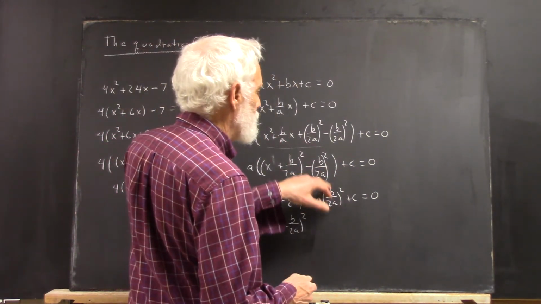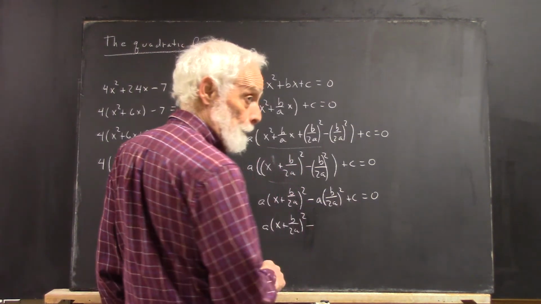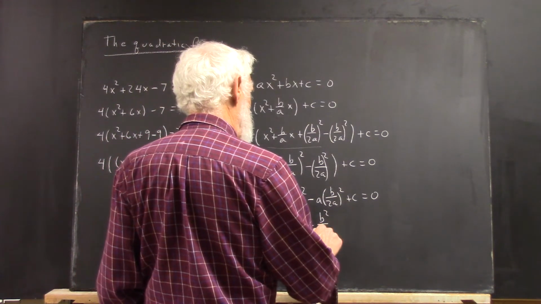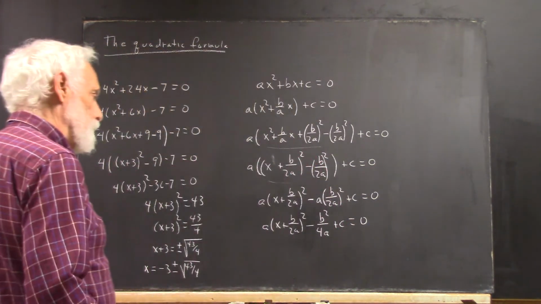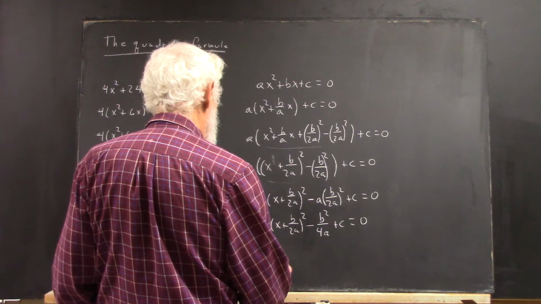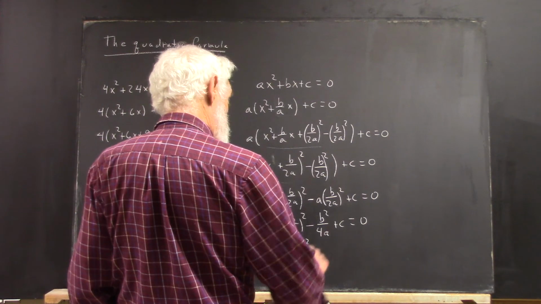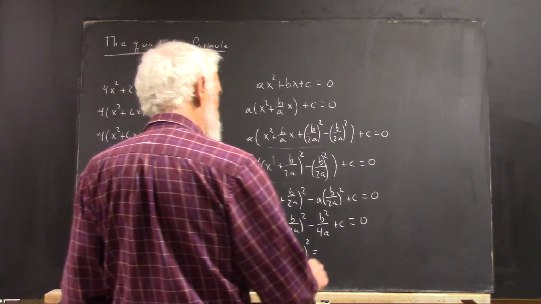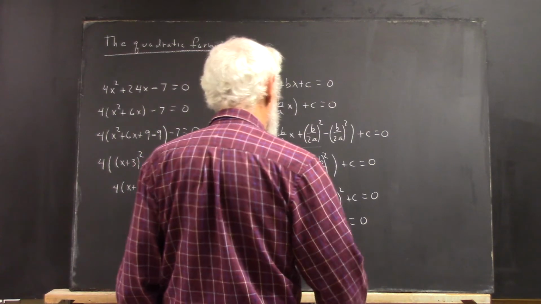Okay. Now, a times quantity b over 2a squared. This is b squared over 4a squared. Multiplied by a, I get b squared over 4a. That's plus c. That's equal to 0. So now I have a times the quantity x plus b over 2a squared equals, well, I subtract c and add b squared over 4a. B squared over 4a minus c.